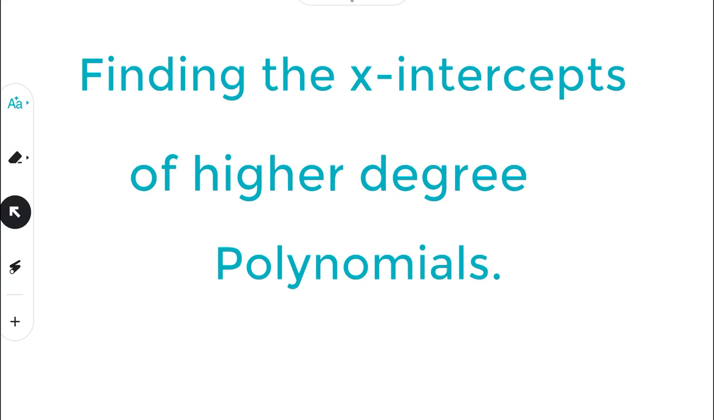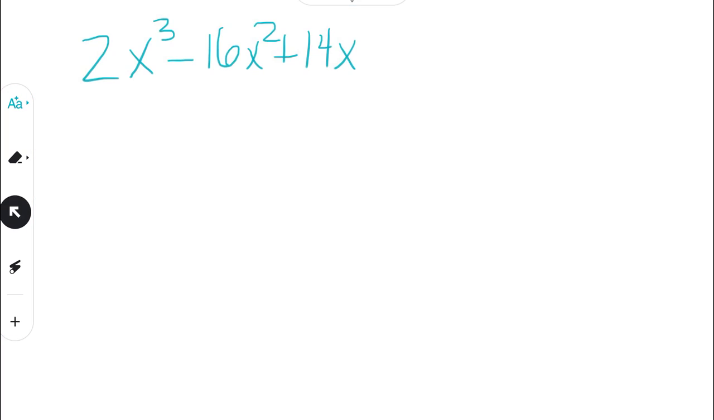In this video, we'll go over how to find the x-intercepts of higher degree polynomials. We're going to work on 4 questions. The first is 2x cubed minus 16x squared plus 14x.